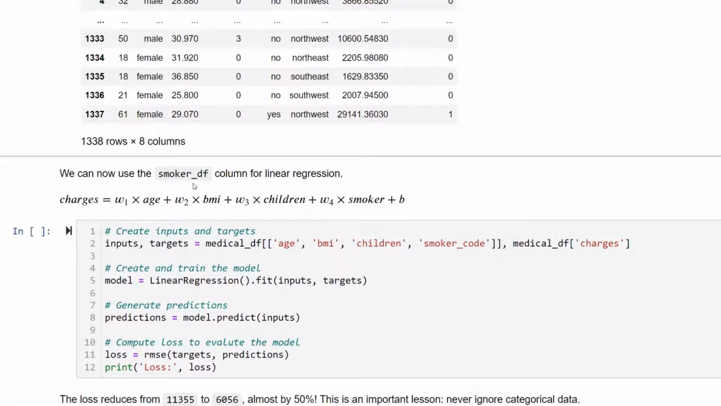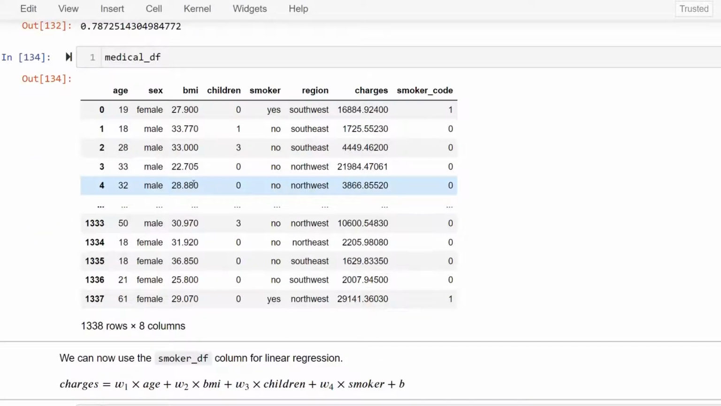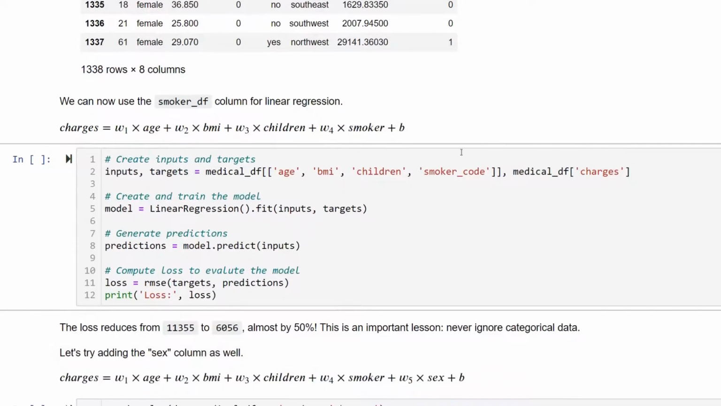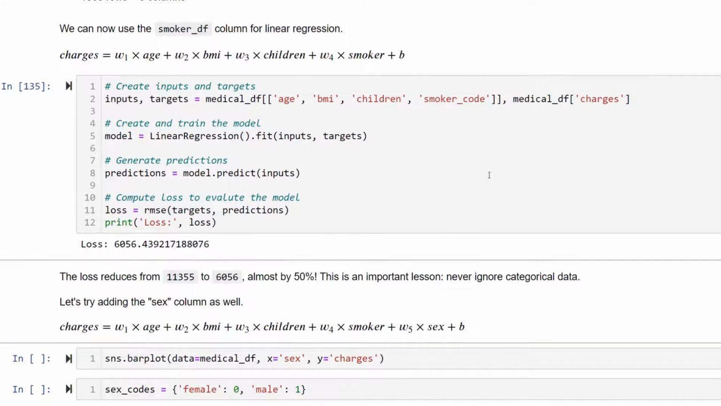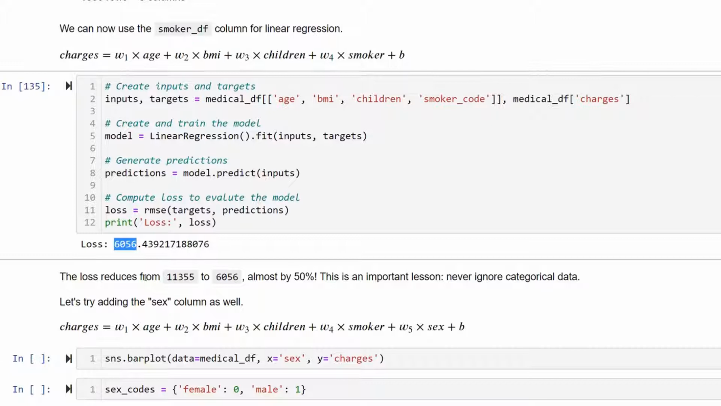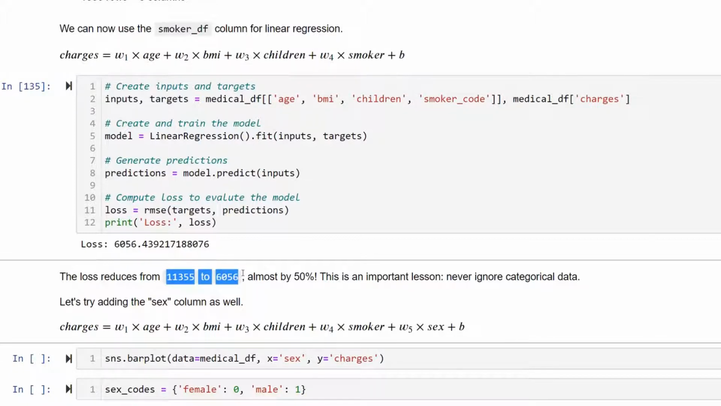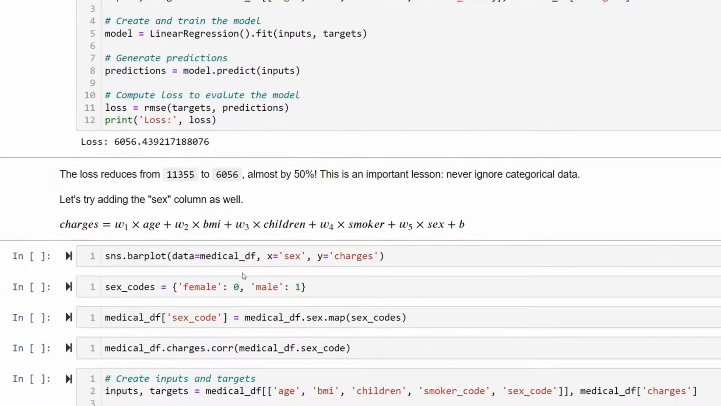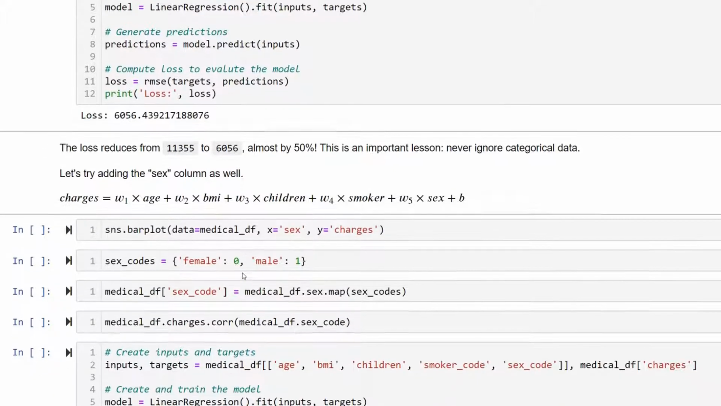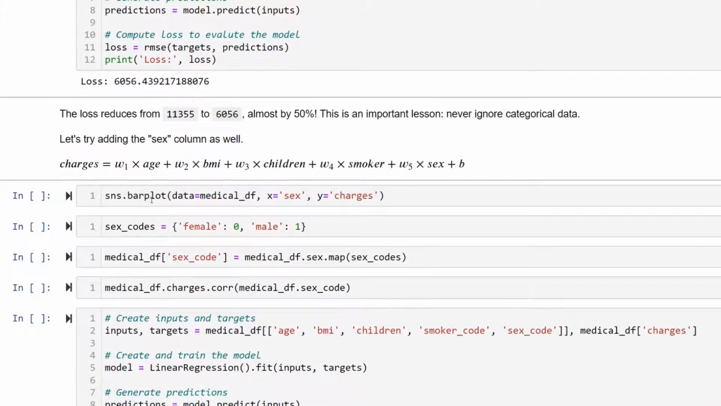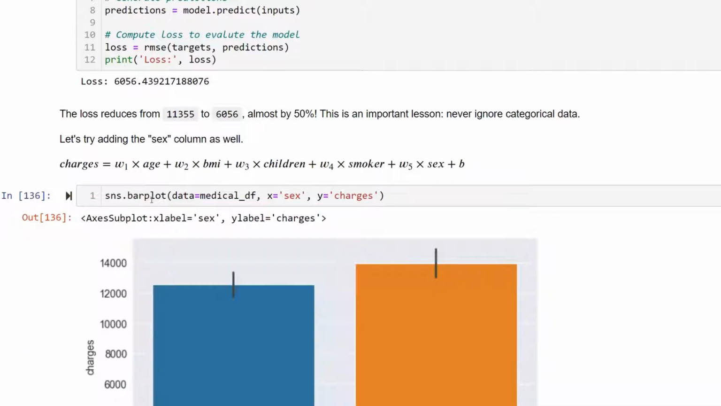In that way you can convert categorical values into numerical values, and let us try to include those values in our model. I'm going to include the smoker code column which I have just created in our model, and it has reduced the loss to 6056. From the previous 11,355, it was reduced to 6056, almost by 50%. This is an important lesson to never ignore the categorical values. So let us try adding the gender column as well. I'm going to convert female as 0 and male as 1.